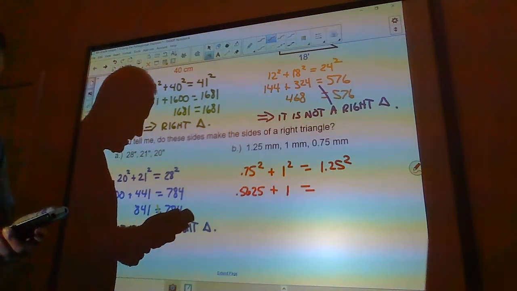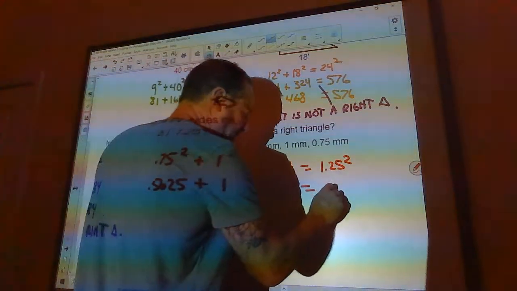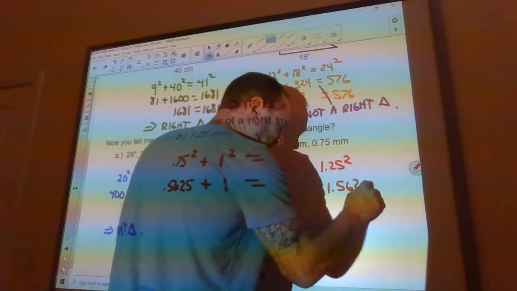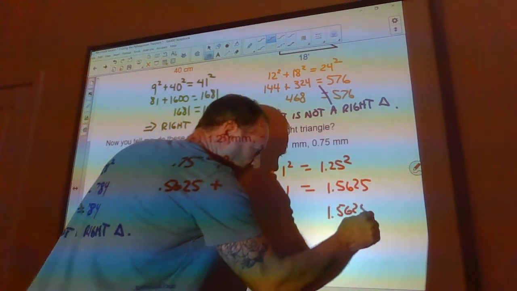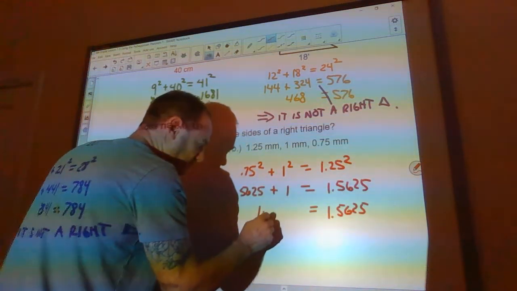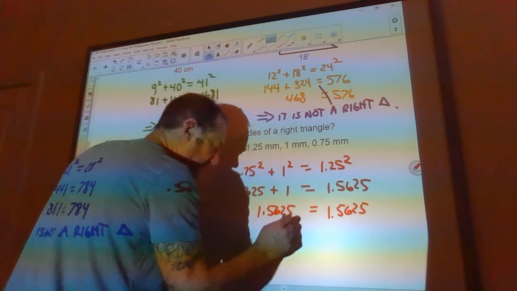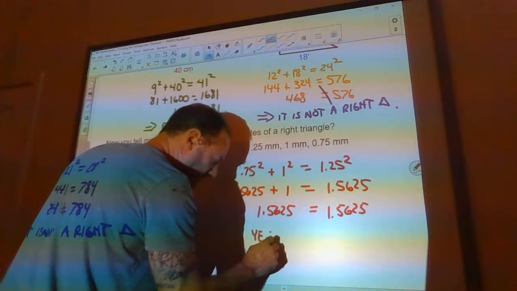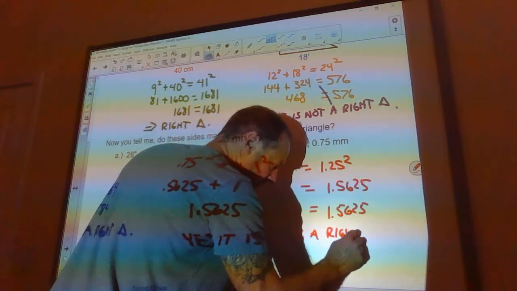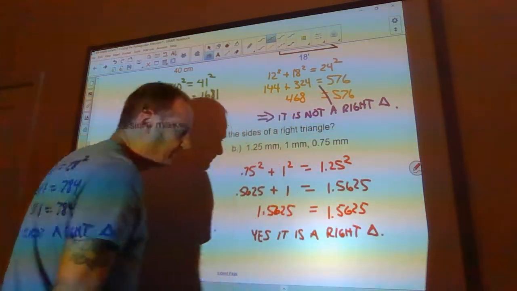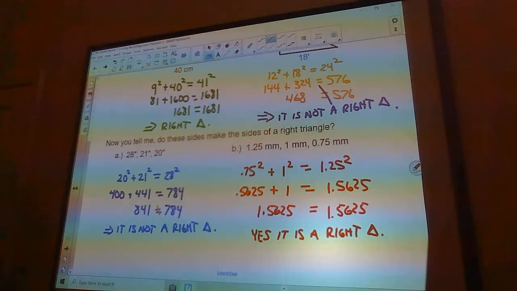1.25 squared is 1.5625, and I add those together and I'm going to get 1.5625. So yes, it is a right triangle. So there you go.